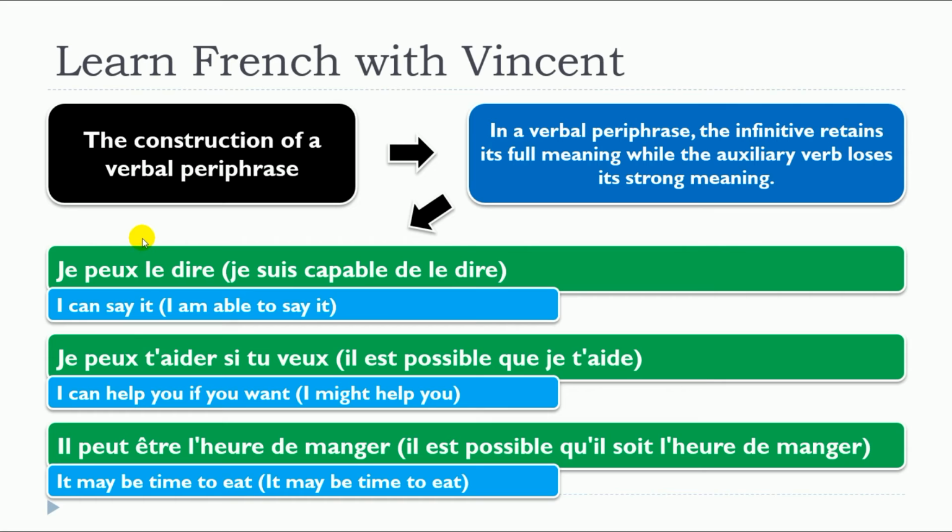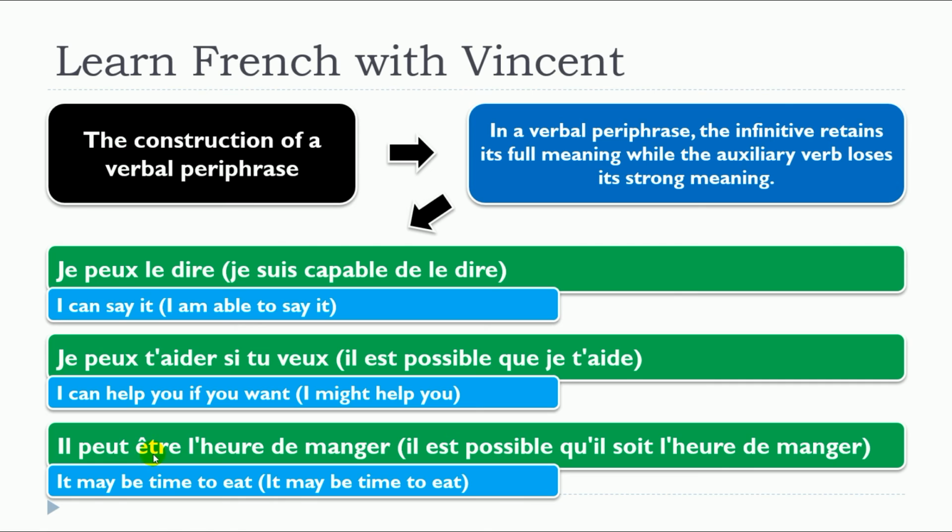So as you can see, in these cases, the verb pouvoir loses its main meaning. Je peux le dire will mean je suis capable de le dire. Then you use je peux t'aider si tu veux. Same thing here. This pouvoir, the auxiliary verb, will lose its first meaning because it means il est possible que je t'aide.